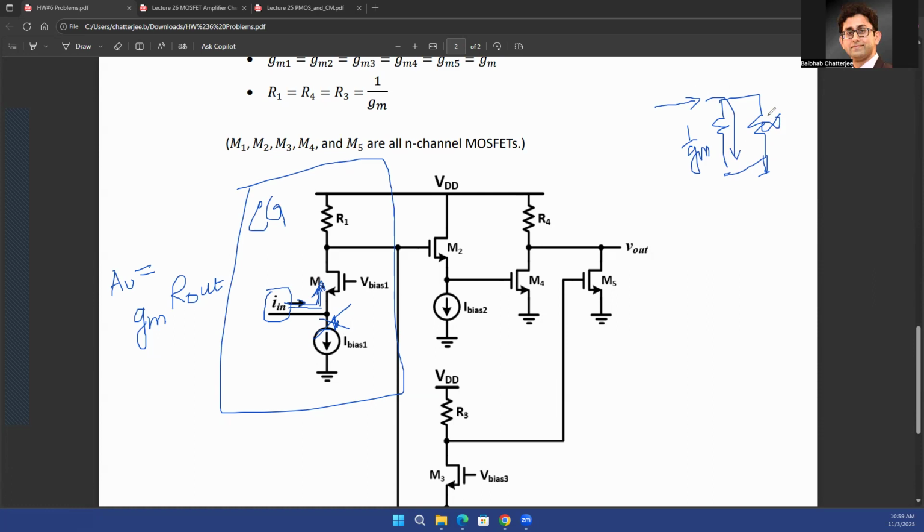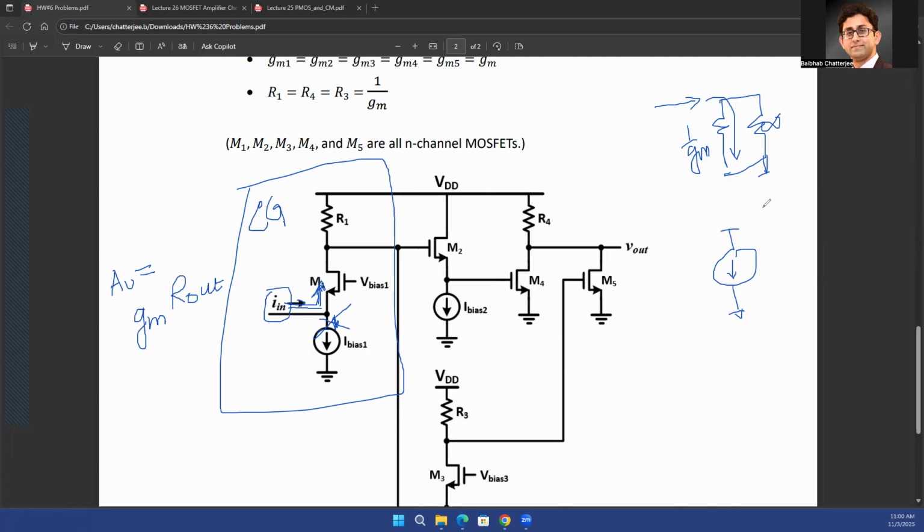Questions? Wait, why is it infinite again? So what is the impedance of a current source? So if you have a current source, let's say an ideal current source, what is the impedance of an ideal current source?